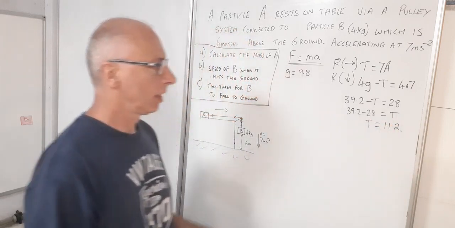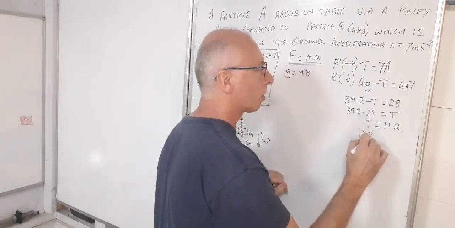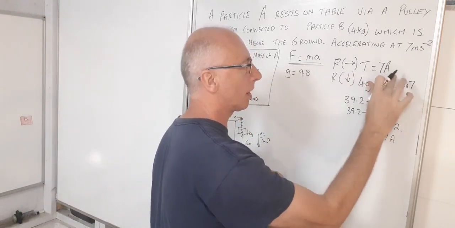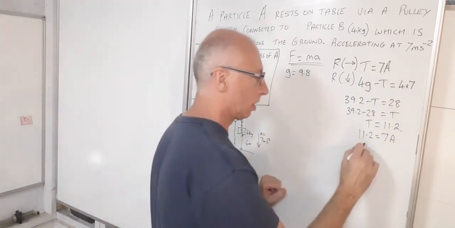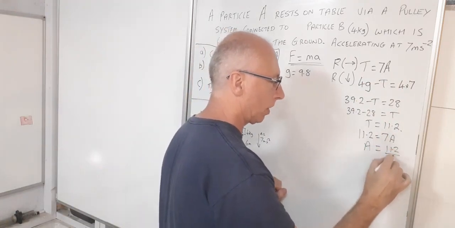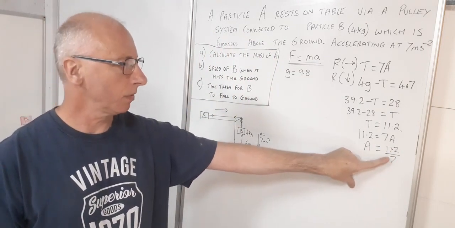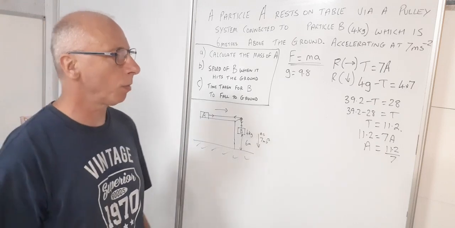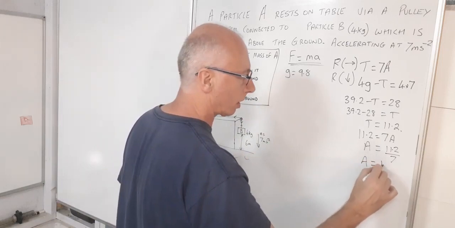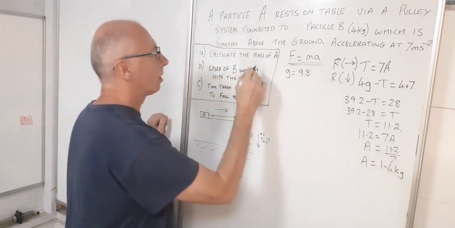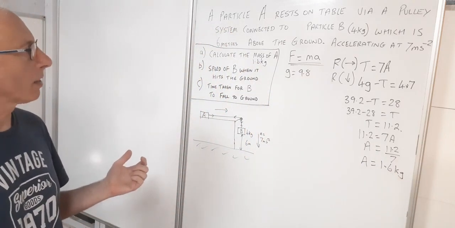So that's what we have. If T equals 11.2, we've got 11.2 equals 7A, by this equation here. So A equals 11.2 divided by 7, which is going to give me 1.6. So the mass of box A is 1.6 kilograms. That's what we've got there for our mass of box A.